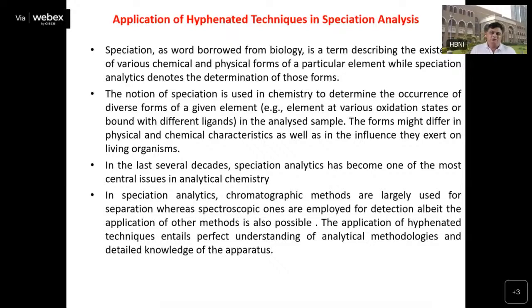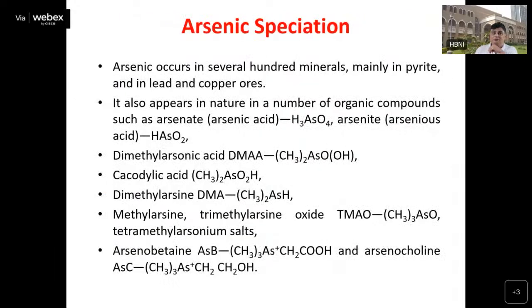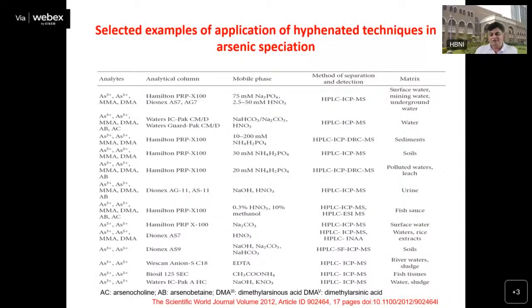As I told you before the beginning of this lecture, nowadays it is not enough to know only the concentration of the metal ions or the element of interest. You need to know in what chemical form it is present, because its toxicity basically depends on that particular form. That's how these techniques are very important. Some cases, for example, are arsenic speciation, and these are various ways for the determination of arsenic.